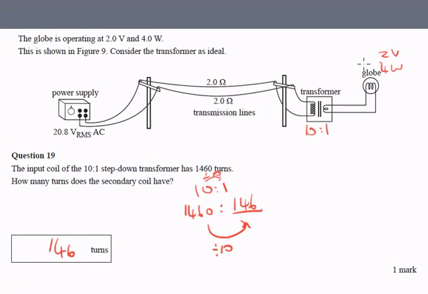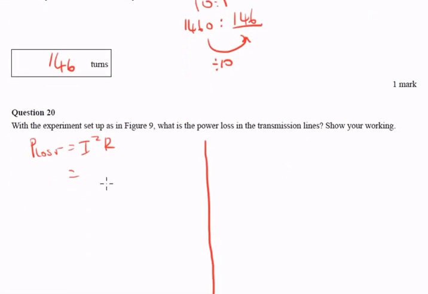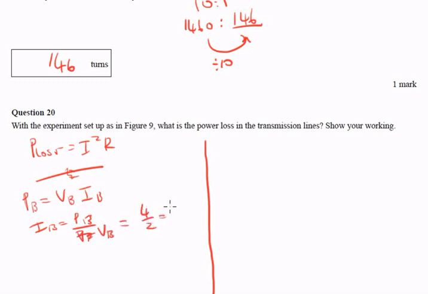Now on this side of the transformer, just like before, we have the voltage equals 2 volts, the power equals 4 watts. So if power equals VI, I equals power over V. We'll do the working down here. We don't know that, so we just have to leave that there. The power in the bulb equals voltage bulb times I bulb. So I bulb equals power in the bulb divided by voltage of the bulb, which is 4 divided by 2 equals 2 amps. Just the same as before, 2 amps.